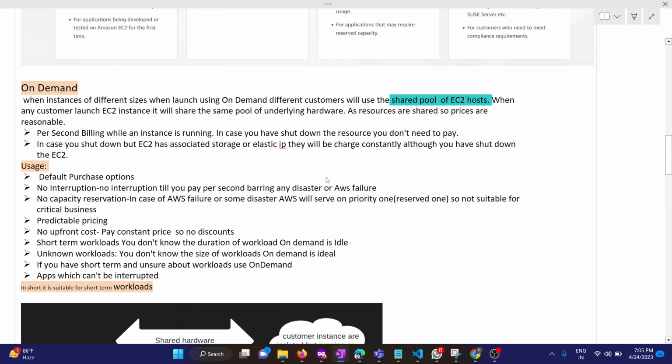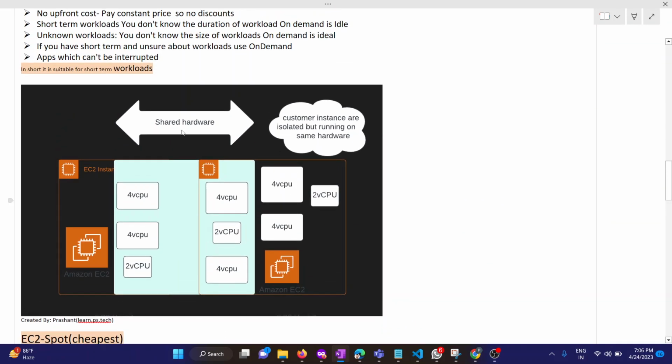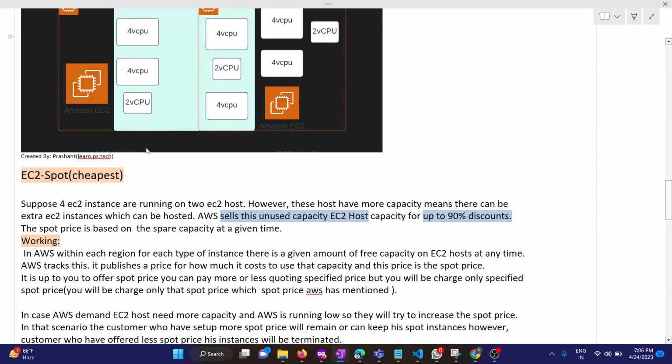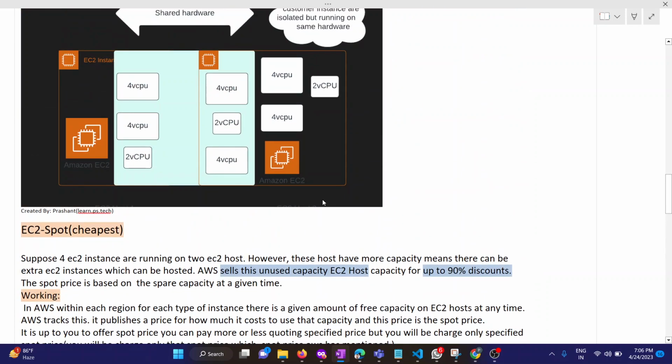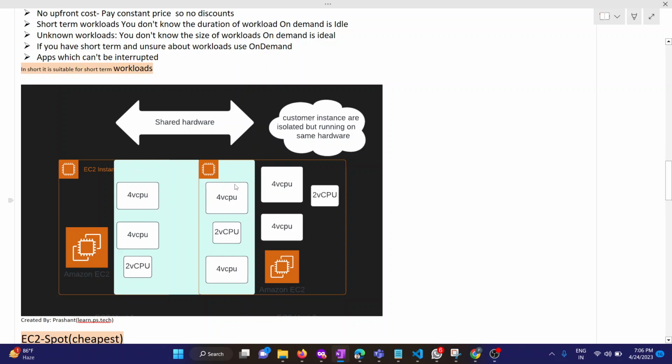Okay, so this is an on-demand instance. I will show you a better picture. So suppose this is EC2 host 1, this is EC2 host 2, and each is having some EC2 instances. These are the EC2 instances. So basically what comes in on demand is different EC2 hosts hosting EC2 instances.